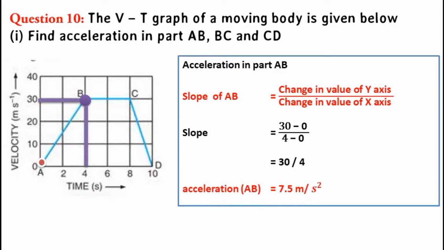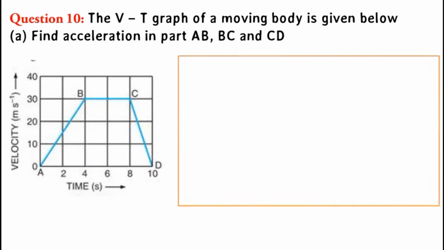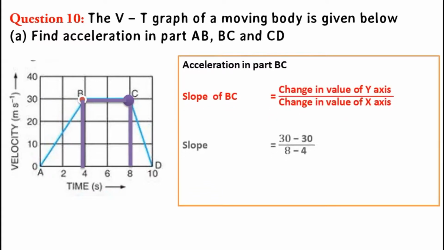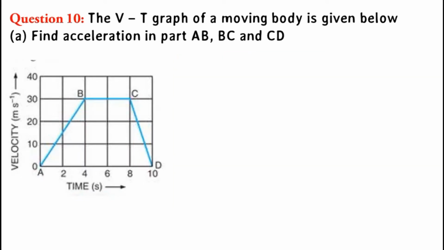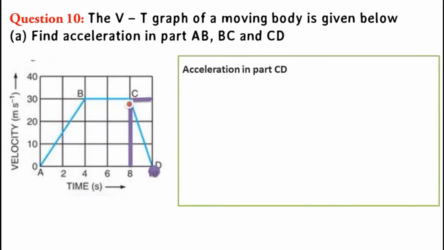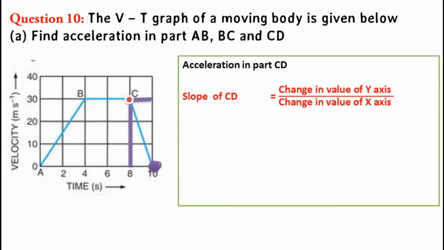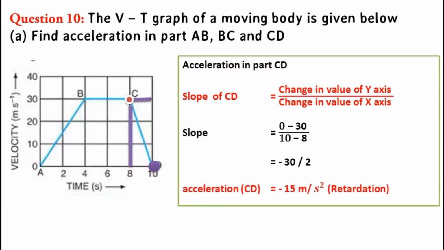Now acceleration in part BC, slope of BC, which is equal to 30 minus 30 divided by 8 minus 4, which is equal to 0 divided by 4 is equal to 0 meter per second square. And acceleration in part CD, slope of CD, which is equal to 0 minus 30 divided by 10 minus 8, which is equal to minus 30 divided by 2, which is equal to minus 15 meter per second square. So it is retardation.